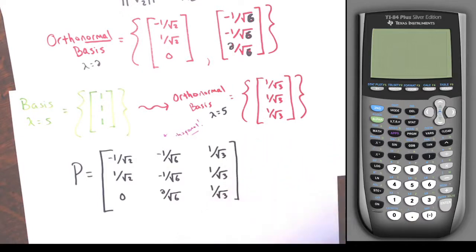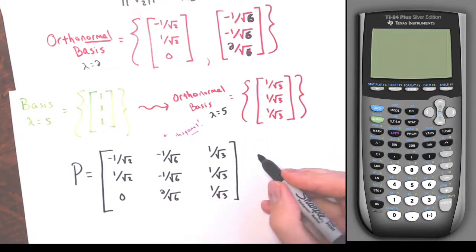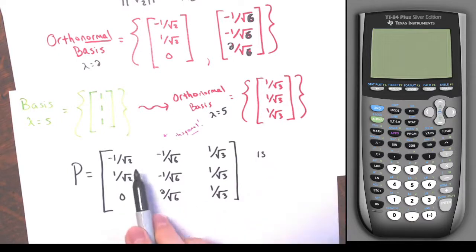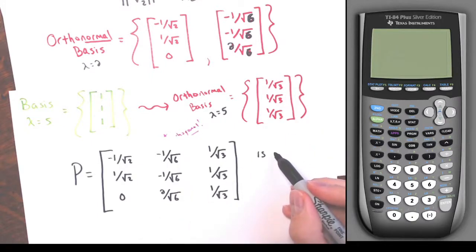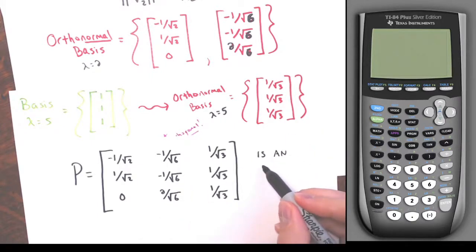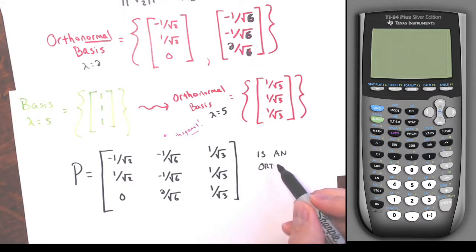This is an orthogonal matrix. All three vectors are orthogonal. Take any pair of them, do the dot product, you're going to get 0 this time. Great. And they're all unit vectors as well. So this matrix P is an orthogonal matrix. If you were to take the transpose, it would be its inverse.